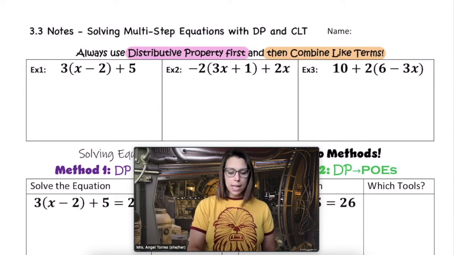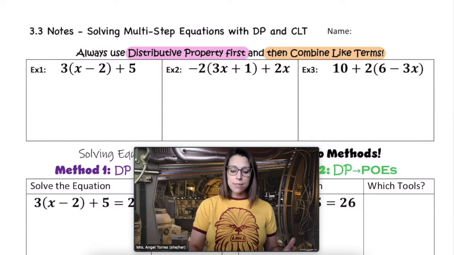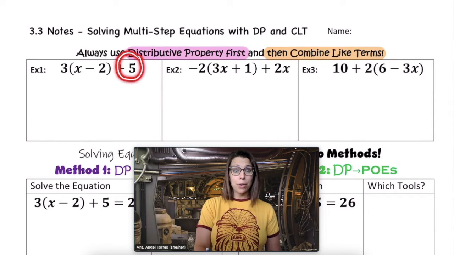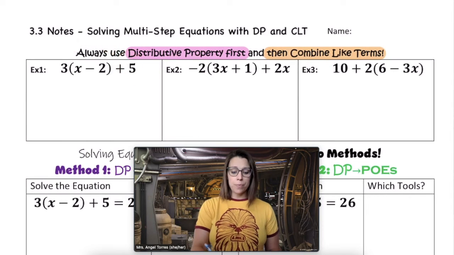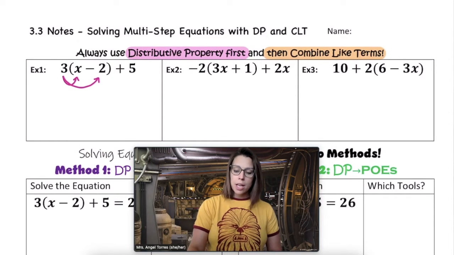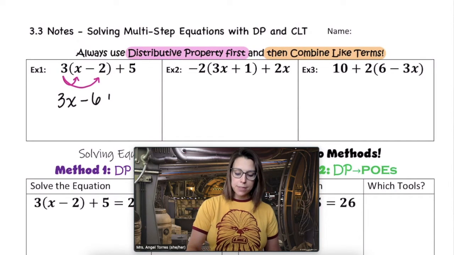So over here in example 1, I have 3 times the group of x minus 2 plus 5. Now the first thing I notice here is that this plus 5 is not inside of the group, meaning this 3 will not affect 5 at all. Starting with distributive property, I'm going to do 3 times x and 3 times a minus 2. That gives me 3x minus 6. Now I can bring down my plus 5.